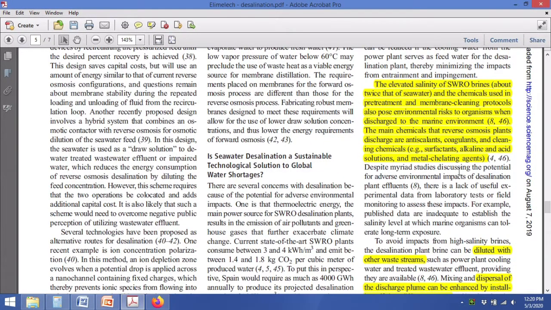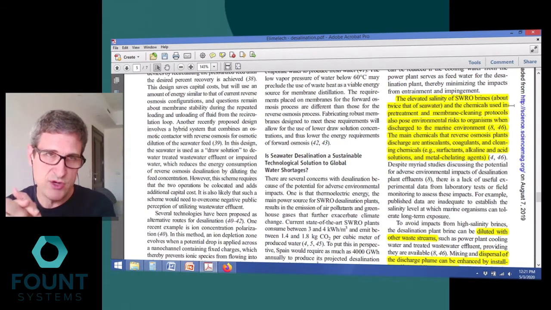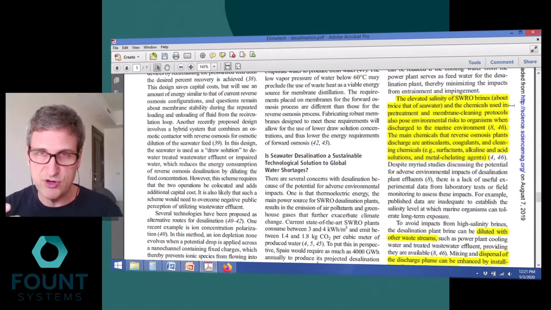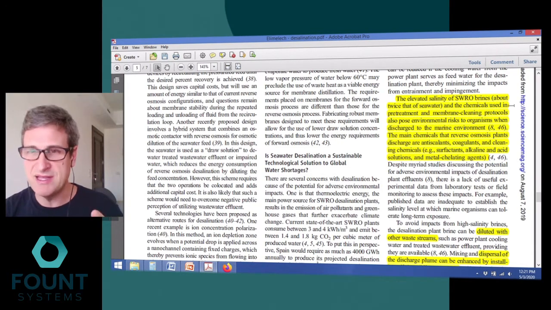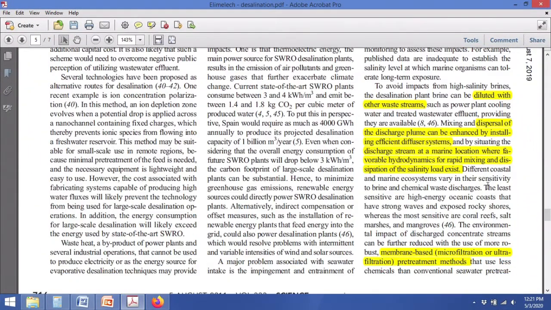The elevated salinity of seawater reverse osmosis brines and the chemicals used in pretreatment and membrane cleaning protocols also pose environmental risks to organisms when discharged into the marine environment. The main chemicals that RO plants discharge are antiscalants, coagulants, and cleaning chemicals. So you have both the brine that is left over from the seawater that gets put back in the ocean. Then you also have the industrial chemicals that support the seawater purification processes that end up in that brine as well. There are a few solutions that the authors summarize here.